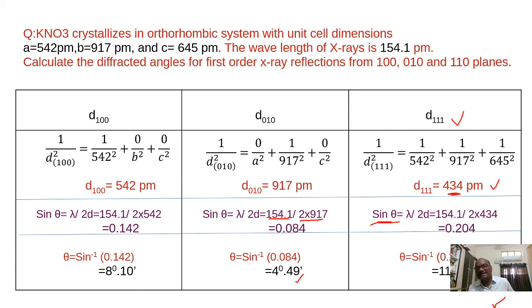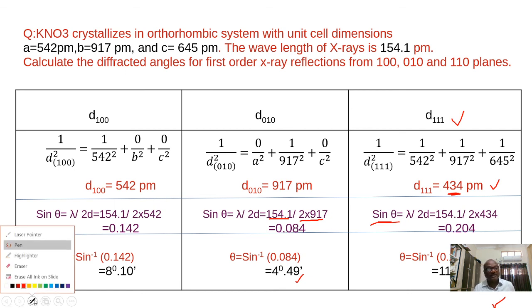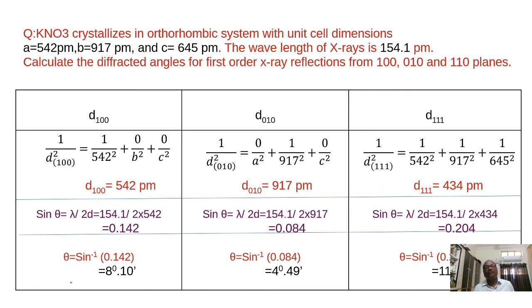So the theta is calculated as 11 degrees 46 minutes. Like this, when a, b, c values are given, you can calculate the angle of incidence. If the angle of incidence is given, you can calculate a, b, c. That's the dimensions of the unit cell, with the help of Bragg's equation and the equation for interplanar distance.